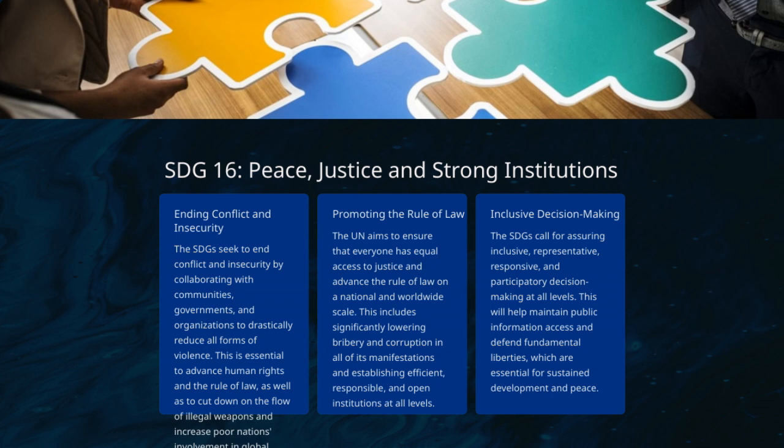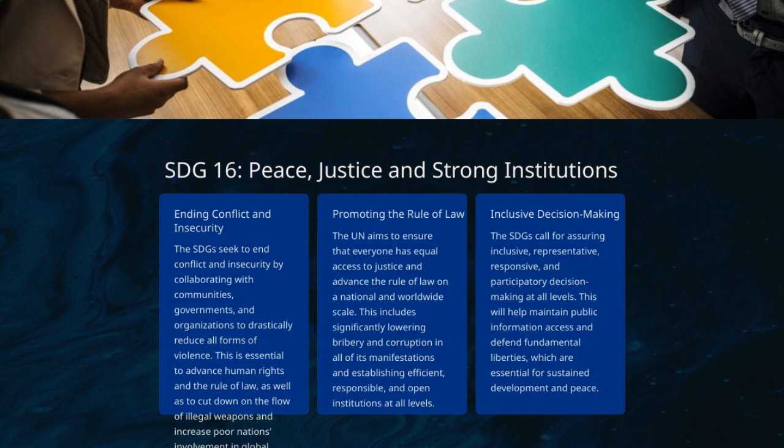Moving on to ending conflict and insecurity, this is about working hand in hand with communities, governments, and organizations to drastically reduce violence in all its forms. Achieving peace is not just about stopping conflicts. It's about protecting human rights and reinforcing the rule of law. Additionally, part of this effort involves controlling the flow of illegal weapons and increasing the participation of poorer nations in global governance. Strengthening these links helps create a more secure and equitable world.